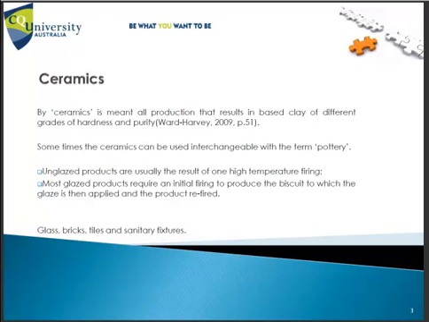Ceramics is basically a product that uses clay, and based on different grades of hardness and purity, there are different kinds of ceramics. Sometimes the term is used interchangeably with pottery, so these two are basically the same thing. There are two types, unglazed products and glazed products. The difference between these two types is their production process. In unglazed products, there's only one process, which is a high temperature firing, and in glazed products there are three.